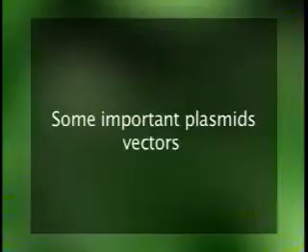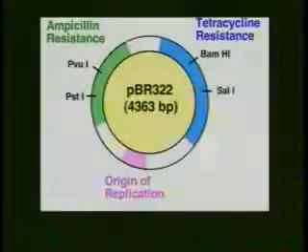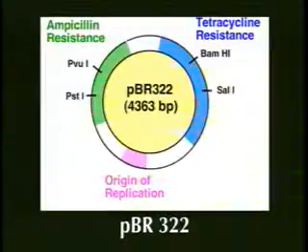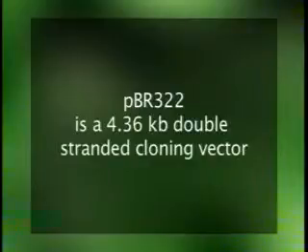Some important plasmid vectors. Number 1, pBR322. This was one of the first artificial cloning vectors to be constructed and is undoubtedly the most widely used cloning vector till now. It is a 4.36 kb double-stranded cloning vector. This plasmid vector has been put together from fragments originating from 3 different naturally occurring plasmids.